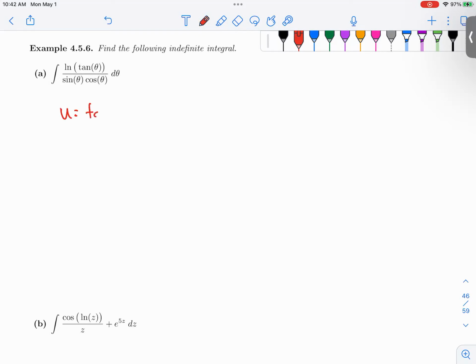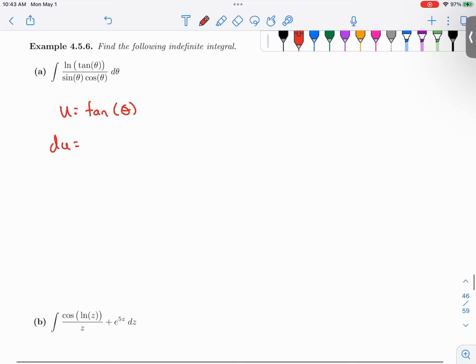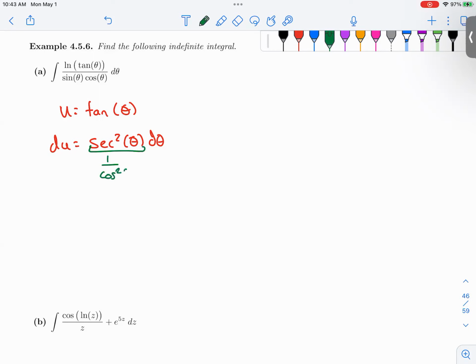u equals tangent of theta. It's close to the right option, but it's not the right option. So you can still do it, but you're going to require more. So then du is equal to secant squared theta d theta. And looking at this, I'm a little bit worried because I don't have any secant squared theta. But remember, secant squared theta is 1 over cosine squared theta. So this is really 1 over cosine squared theta.